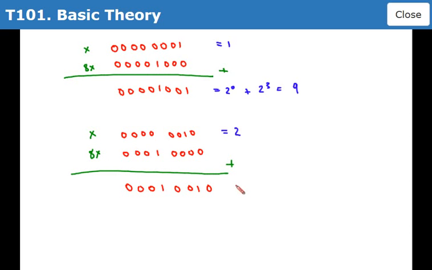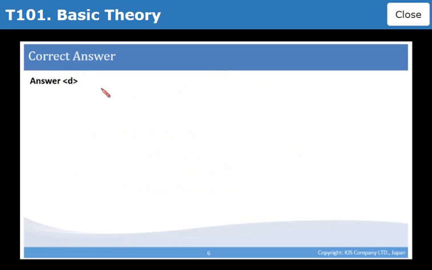And what we can see is that if we do the addition of these again, so we're going to have 2 to the 1 to convert to decimal plus 2 to the 4. What's that going to equal? That's going to equal 18, which is again 9 times our original value. So we've confirmed that our correct answer is D. So what we can see is that the correct answer is D.